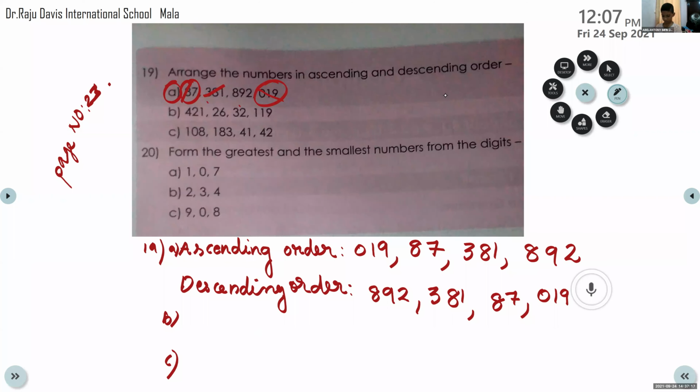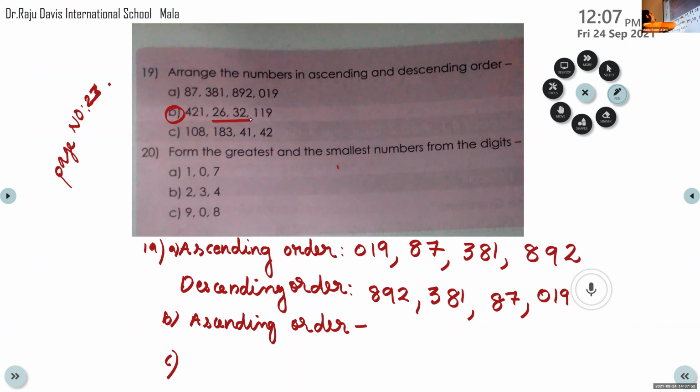Okay. Shiza, please unmute. Yes, ma'am. Question B, ascending order. Which is the smallest one among the given numbers? Question B I am asking, my dear. Now we are doing question B: 421, 26, 32, 190. Which is the smallest? 26. We have to compare 26 and 32 to get the smallest. These are the 2-digit numbers. So in that, 26 is the smallest one.